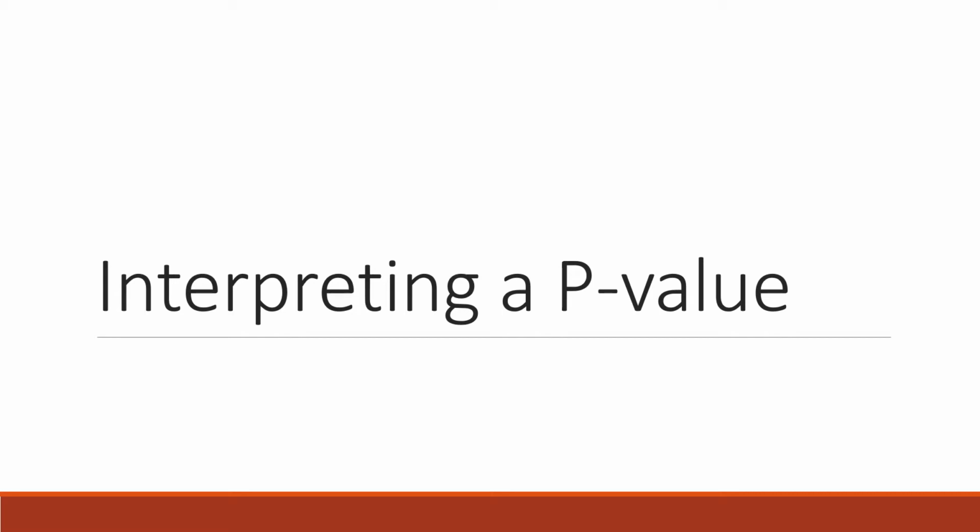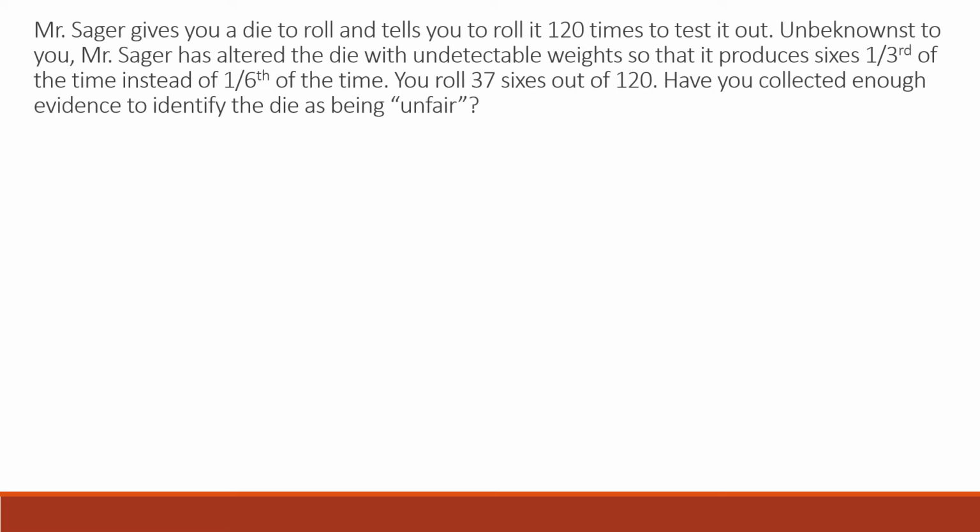In this video, we'll focus on the concept behind correctly interpreting a p-value. So let's say Mr. Sager gives you a die to roll and tells you to roll it 120 times to test it out. Unbeknownst to you, Mr. Sager has altered the die with undetectable weights so that it produces sixes 1/3 of the time instead of 1/6 of the time. You roll 37 sixes out of 120.